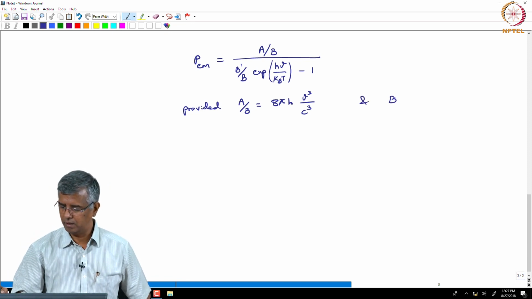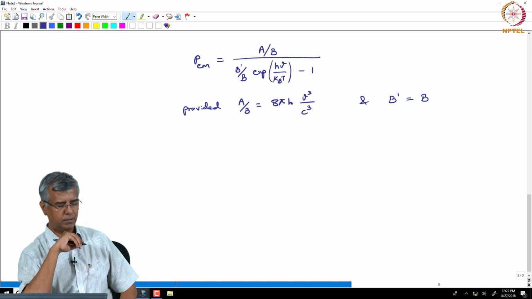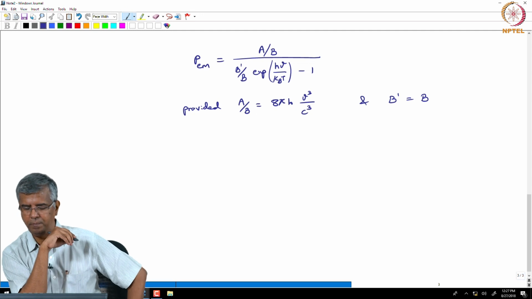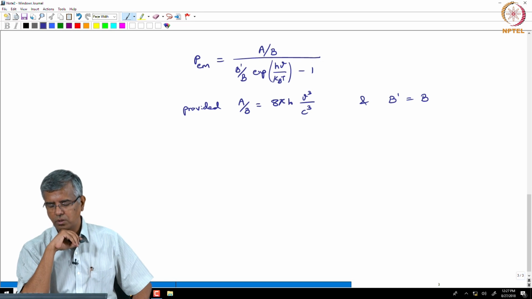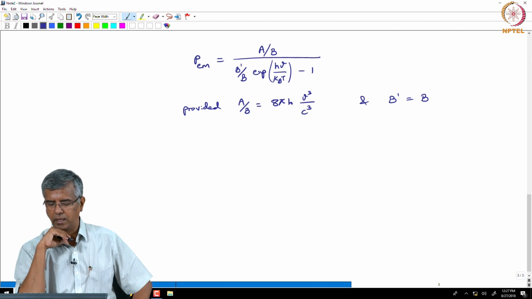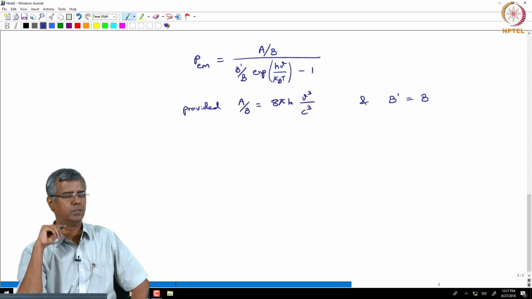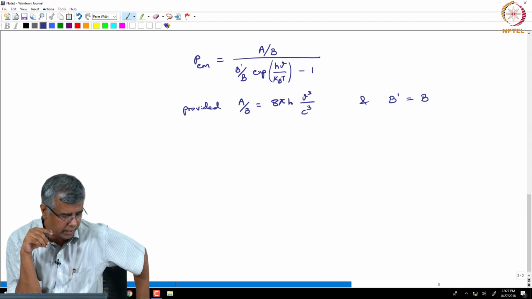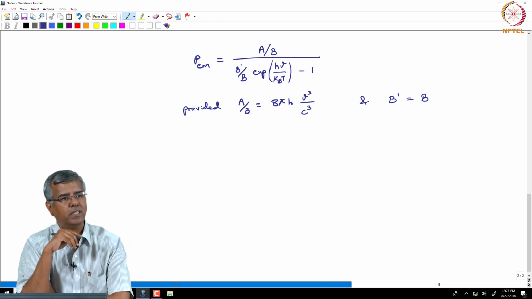and B prime equal to B, or B prime by B equal to 1, which essentially means B prime is equal to B. So, if you substitute these constants A, B and B prime by these factors, this is exactly what Planck had observed, okay. So then he said, okay, all these are consistent with Planck's observation.